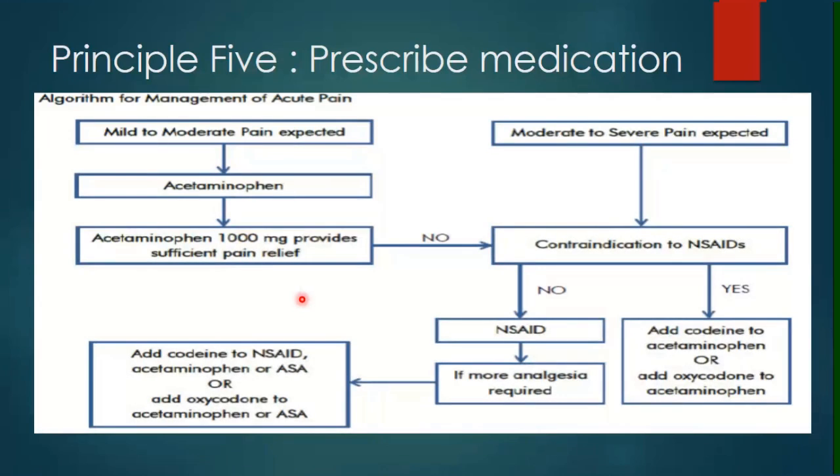This algorithm is by a Canadian Royal College of Dentistry. So they give this algorithm to the dentist at their clinic as a guideline to help them when to prescribe painkillers or analgesics. So if the patient comes to you asking with mild to moderate pain, the first thing I start with is acetaminophen, paracetamol.